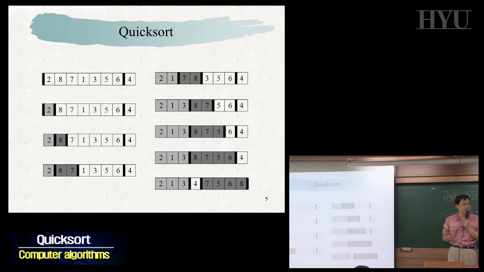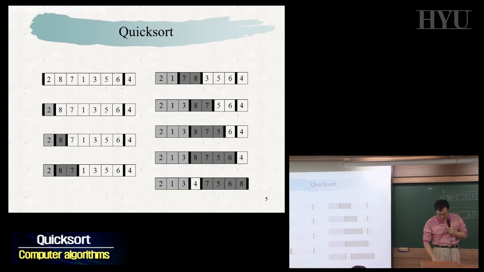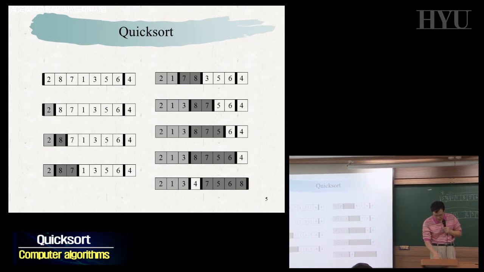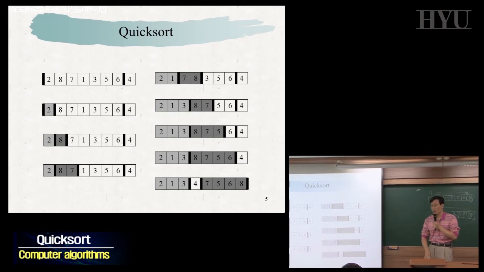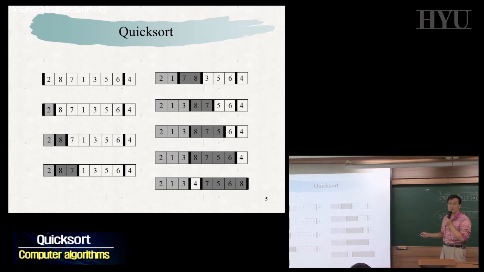So the last thing to do is... What is it? What is the last thing to do? Okay, we swap the pivot element with the first element in the larger partition. Okay, then we have a partition like this.